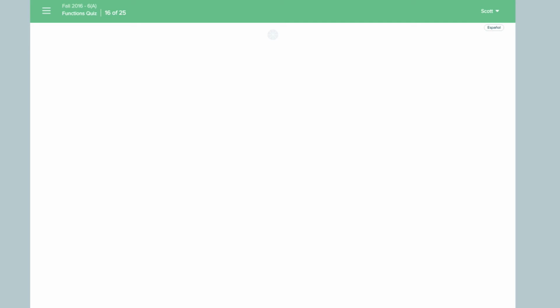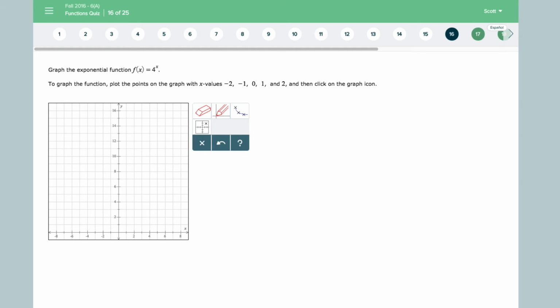Number 16. Graph the exponential function. Okay, so to graph a function, we always want to do a t-chart. Okay, here's our x values. Okay, we're told right there. So that's -2, -1, 0, 1, and 2. That's our x. And our y values are what we get when we plug it in. So let's put x for x.